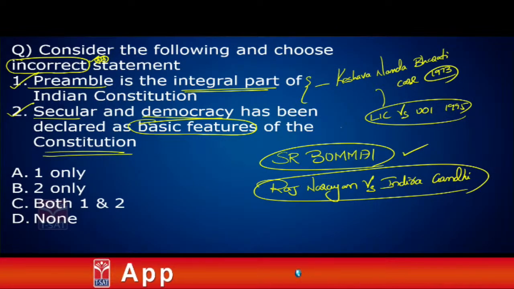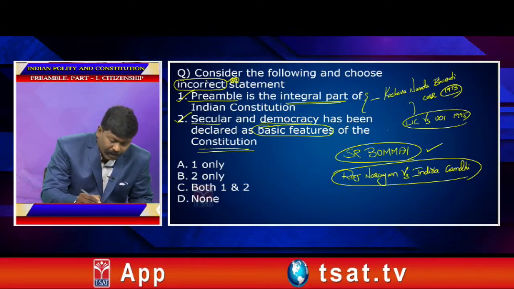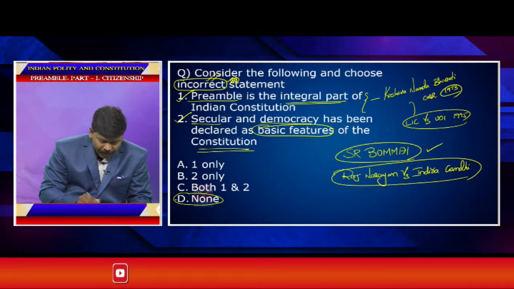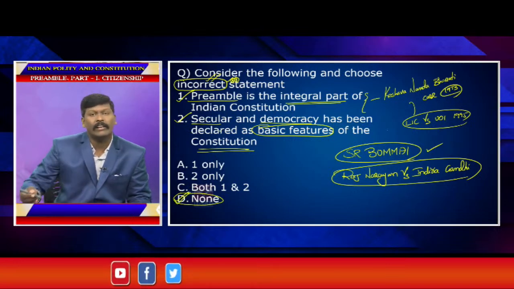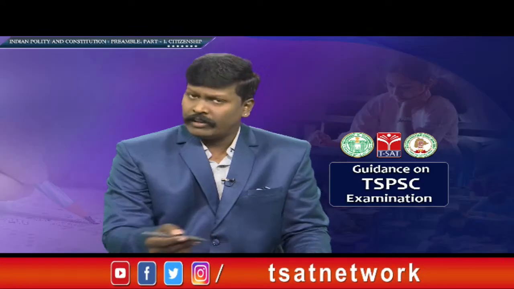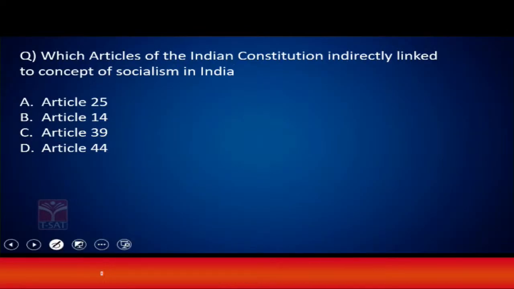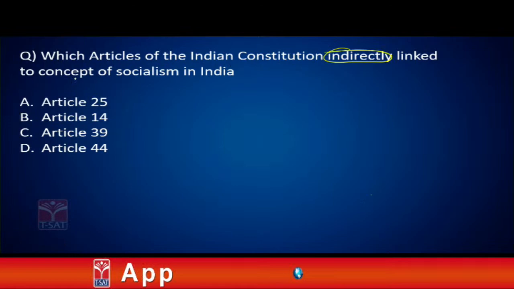If you say C, that is wrong, because I am asking for the incorrect statement. As both the statements are correct, the answer is D. None of the statements are incorrect is what you need to opt for. This is a direct question. Be careful. Which articles of the Indian Constitution indirectly link to the concept of socialism in India?